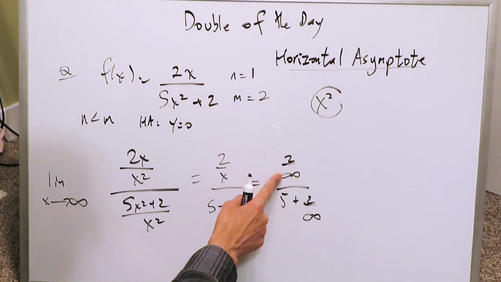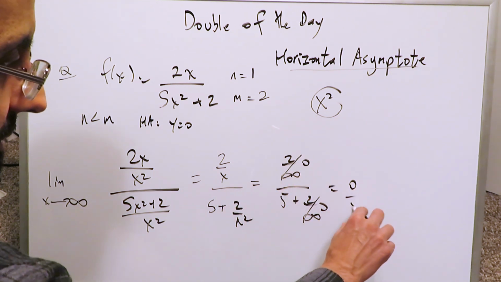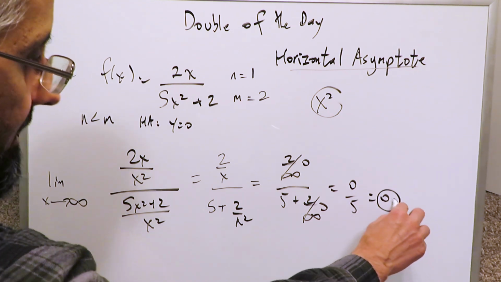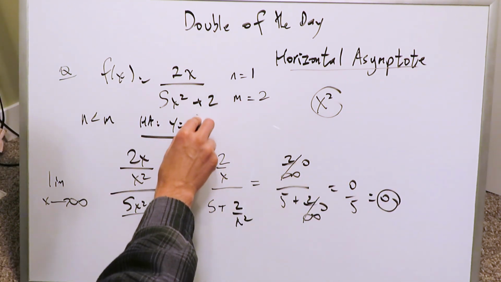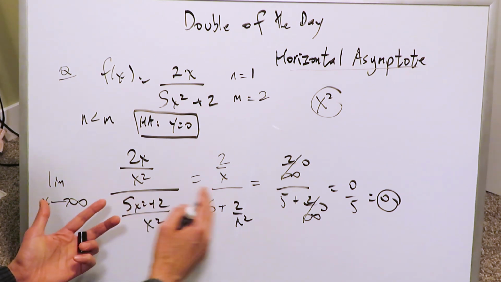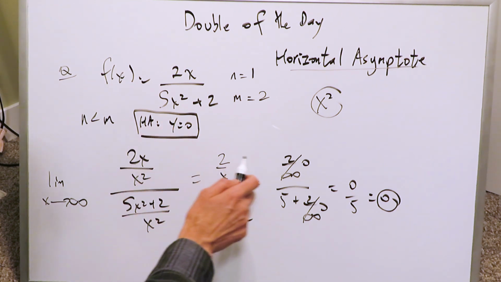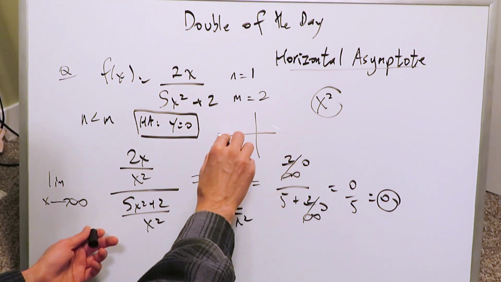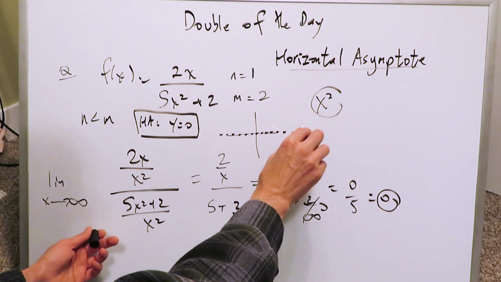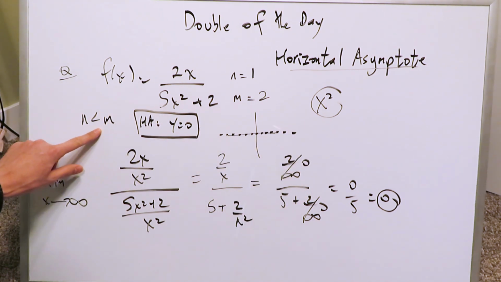Any number divided by a very large number eventually becomes 0, and you end up seeing 0 over 5, which is 0. And that right there is exactly why you're having this 100% of the time. When n is less than m, you don't have to do this computation. Just remember, the horizontal asymptote is your x-axis. For this specific question right here, your x-axis would have been your horizontal asymptote. And that shows that this question has been completed for this case.